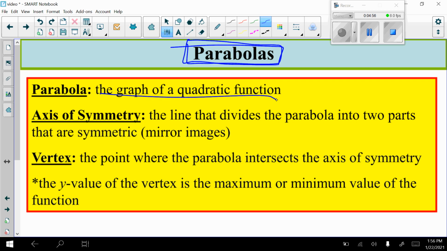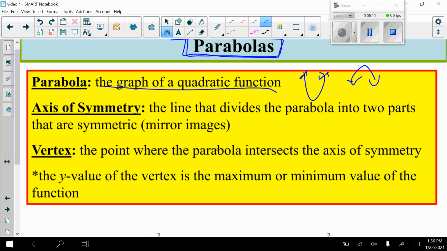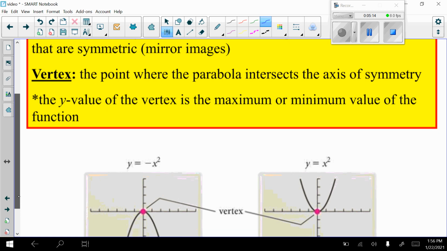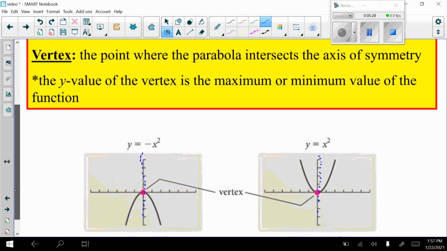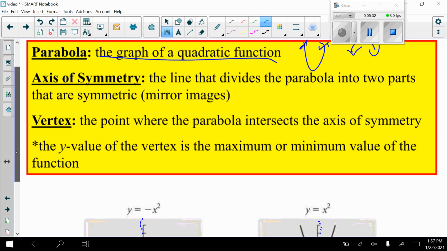Parabola, like I said, that's the graph of a quadratic function. Looks like that. Could also be upside down like that. Okay. The axis of symmetry, that is the line that divides the parabola into two parts that are symmetric. That is basically a line that cuts a parabola in half. All right, so if we've got a parabola down here, the axis of symmetry is the line, I'm so bad at straight lines, the line that cuts a parabola directly in half, that is your axis of symmetry. So if you just split it right down the middle, that line is what we call the axis of symmetry.